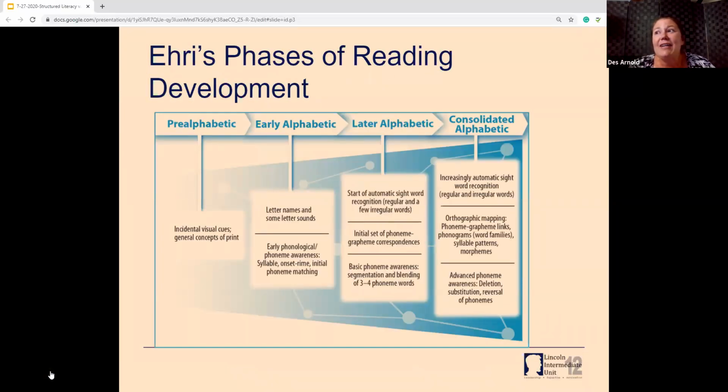This is Ehri's Phases of Reading Development. This is the work of Linnea Ehri, 98 and 2002. Linnea Ehri breaks down how people learn to read into stages. So one of the things that it's important to know about Ehri's Phases of Reading Development is that they're phases, not stages. They are fluid, and a student can be in more than one at the same time.